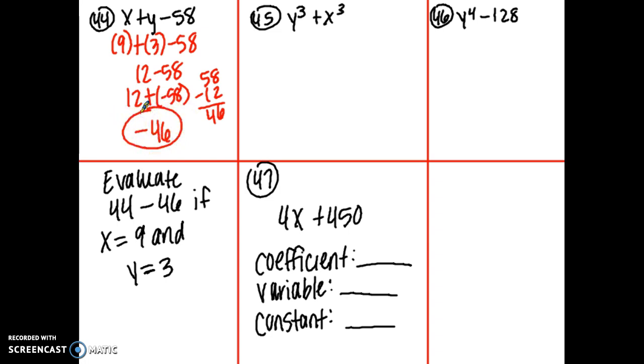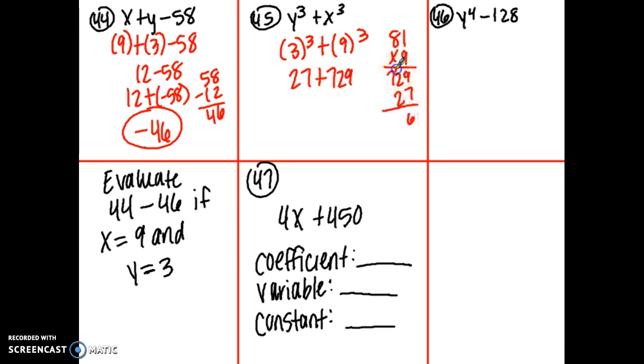For 45, y is 3 and x is 9, so that's 3 to the third power plus 9 to the third power. 3 times 3 times 3: 3 times 3 is 9, 9 times 3 is 27. 9 times 9 times 9: 9 times 9 is 81, 81 times 9 is 729. I add those together and get 756.